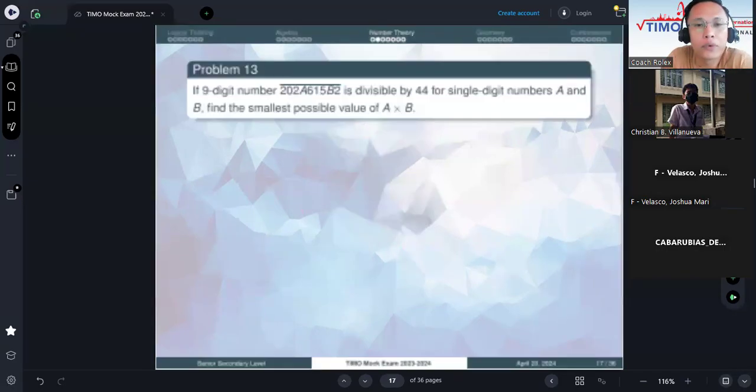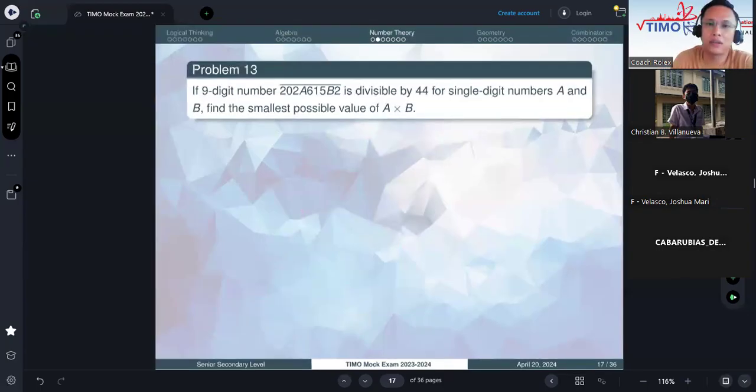Okay, for number theory, we have here a 9-digit number that is divisible by 44.